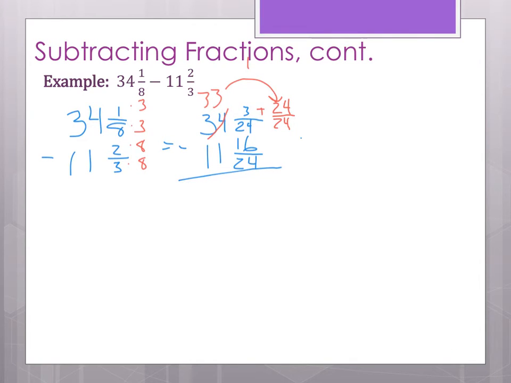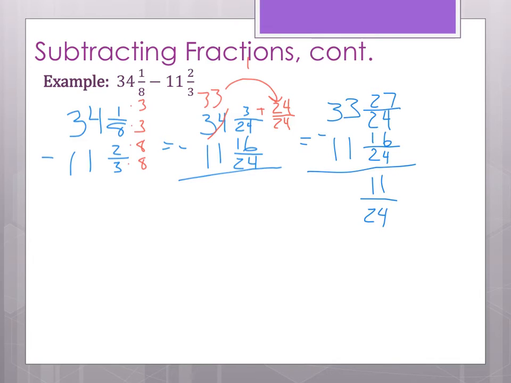So I'm going to rewrite this problem again. After I borrowed, I have 33 and now 27/24 minus 11 and 16/24. And after borrowing, I have a large enough top fraction that I can actually do this subtraction. 27 minus 16 is 11 over 24. And then 33 minus 11 is 22. So this is my completed fraction, 22 and 11/24. 11/24 isn't reduced, so I'm finished.